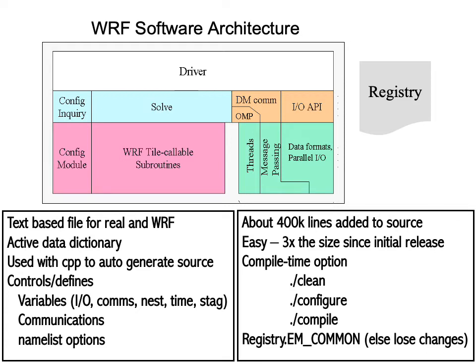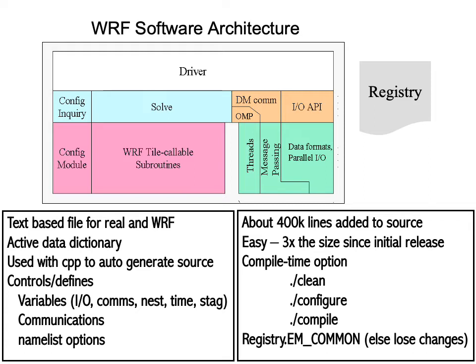The registry file is an active data dictionary. Any changes that are put into the registry are put into the WRF source code via CPP directives. This amounts to automatically generating source code, and a very large amount of source code. Approximately 400,000 lines of source code are added during the build of the WRF modeling system. The lines that are added are those lines that are typically very prone to errors.